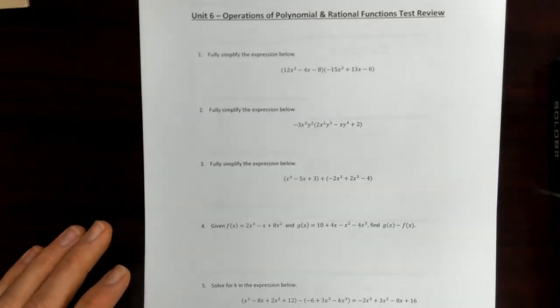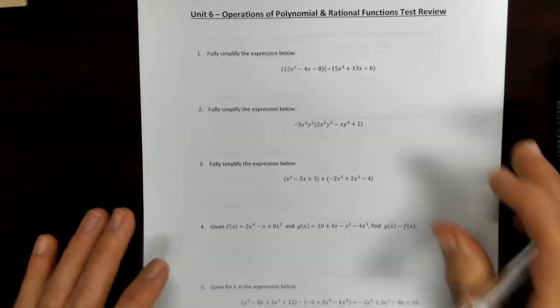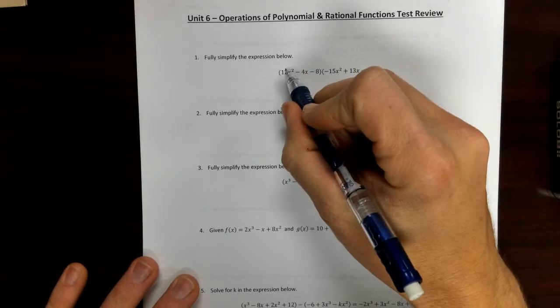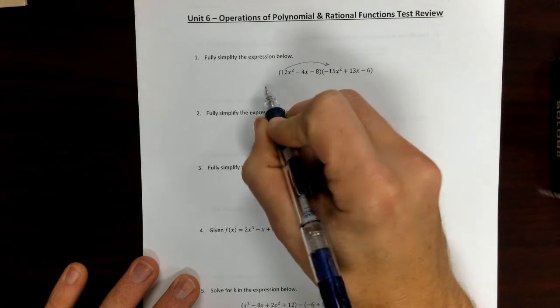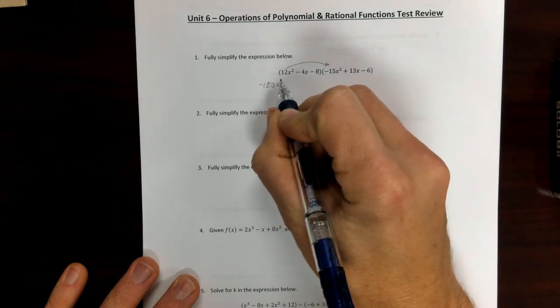Alright guys, let's look at our review. So first one, we want to multiply. We have two trinomials here. We're going to multiply, so we're going to distribute. We've got 12x squared times negative 15x squared. That gives me a negative 180x to the fourth.